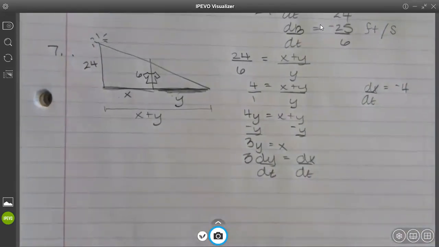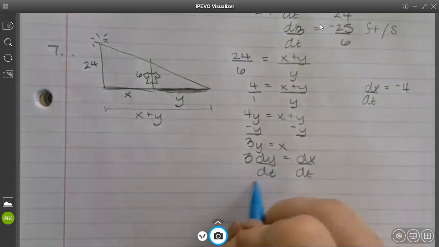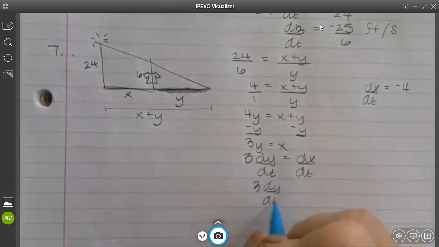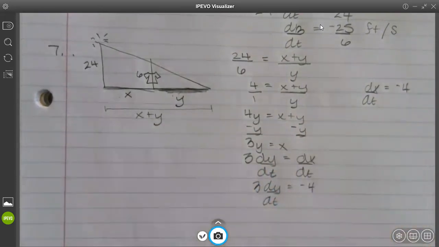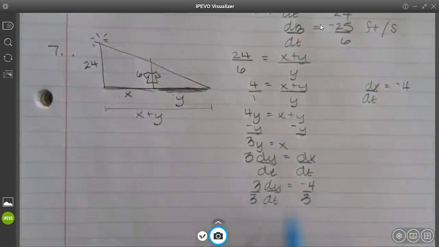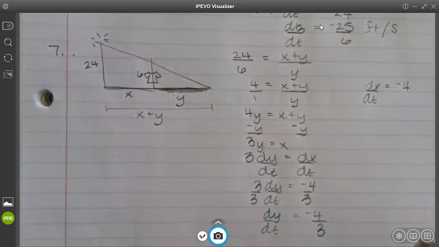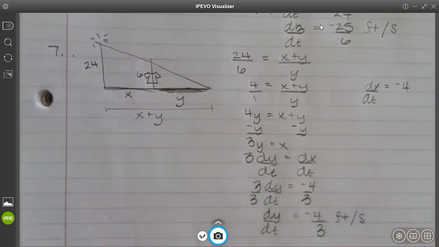Is everybody good? We are looking for dy dt. So there's nothing else to plug in. So 3 dy over dt equals negative 4. How do I solve? So I get dy over dt equals negative 4/3 units per. Very good. Any questions? So it's pretty easy again once you get it set up and solved.